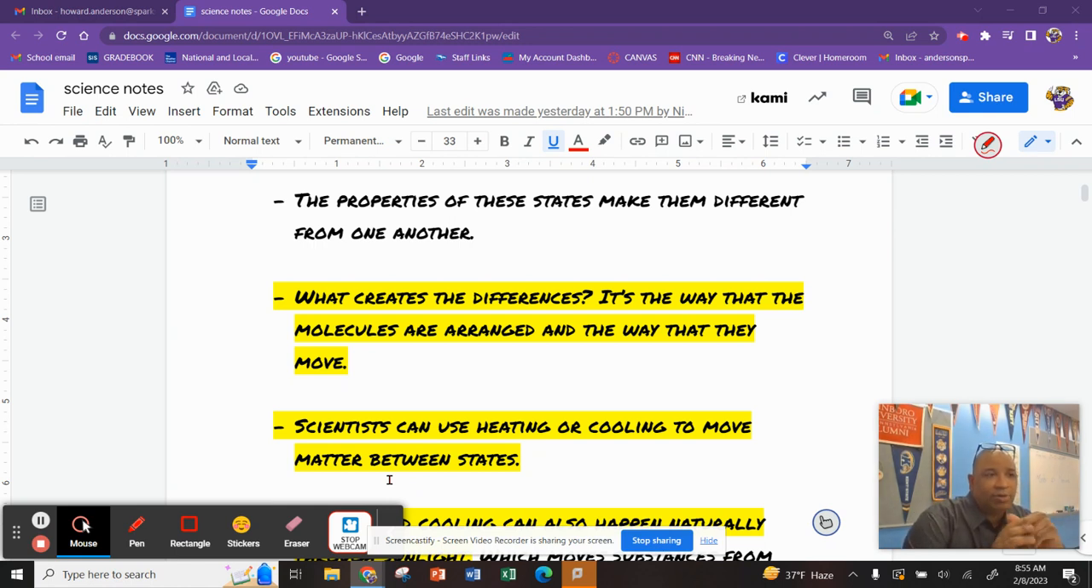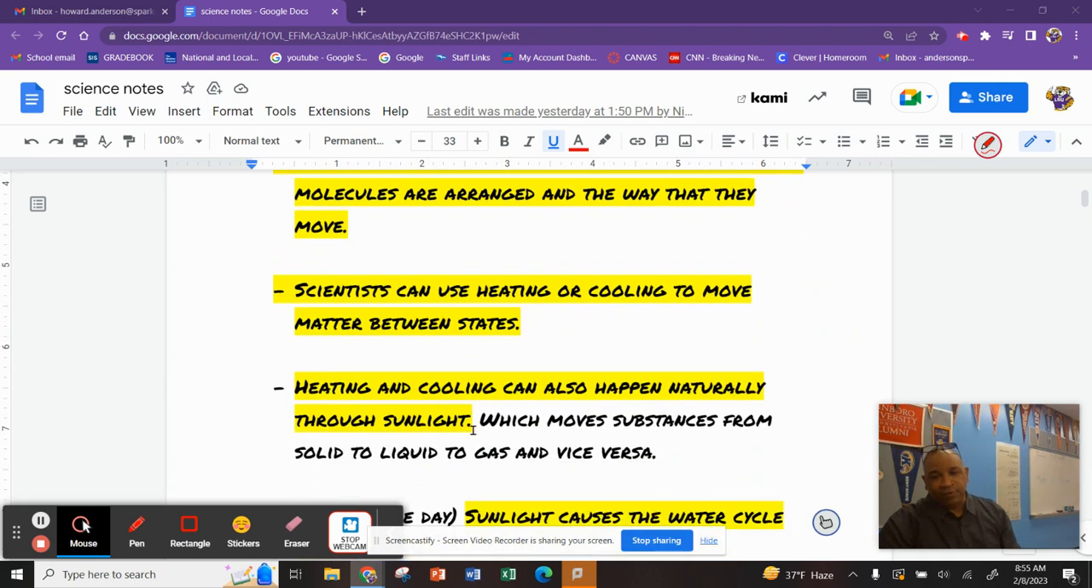Okay, how can materials go from different states? The easiest way is by heating things or by cooling things. If you heat things or cool things, you will make it change state. Very important to know that for the test.